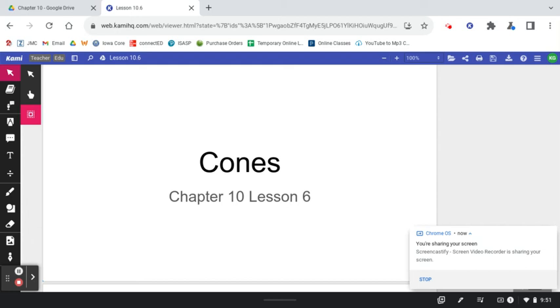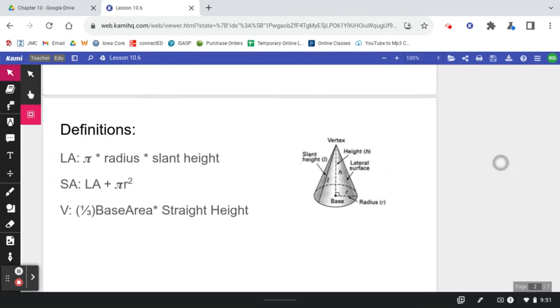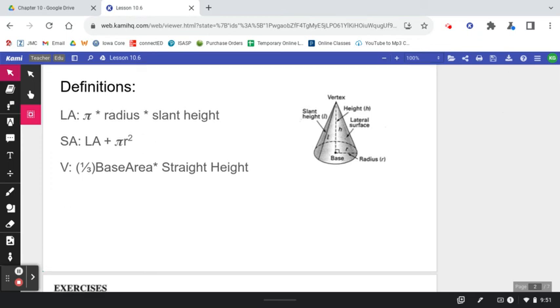Chapter 10, Lesson 6, Cones. So here are our formulas for cones.